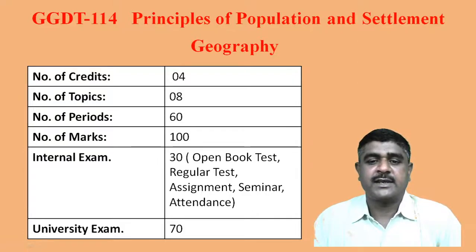That 100 marks is divided into 2 categories: internal examination and university examination. Internal examination has 30 marks. Among these 30 marks, the college or institute conducts an open book test, regular test, assignment, seminar and attendance. The remaining 70 marks are for the university exam.